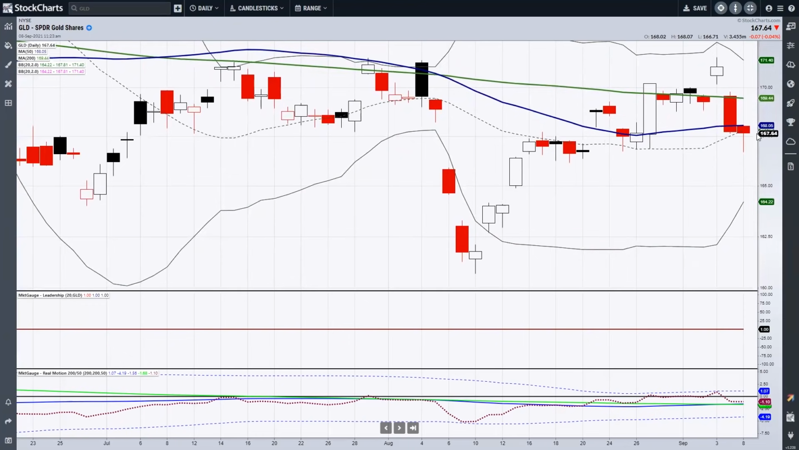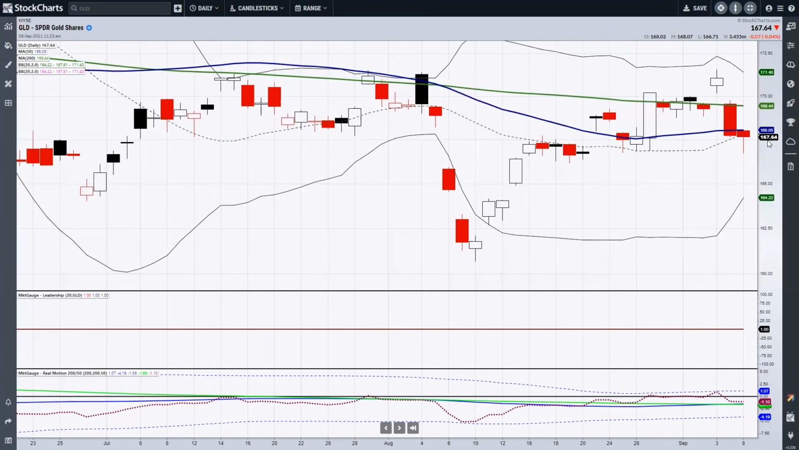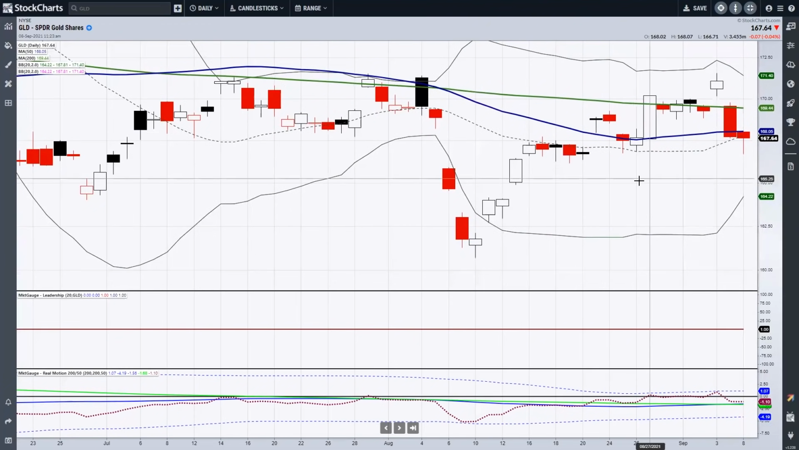However, 168.05 is important. Keep that number in your mind. If we can get back through that 168.05, then I think you could probably say that 165 is really your area of risk. And I still think longer term that gold is going to be something that's going to go back up.